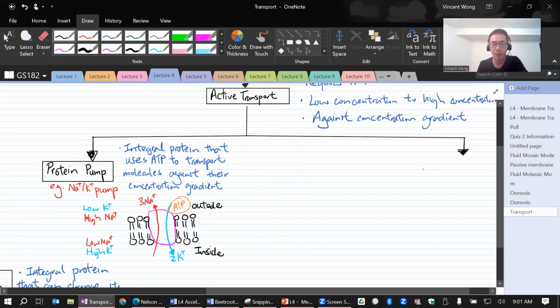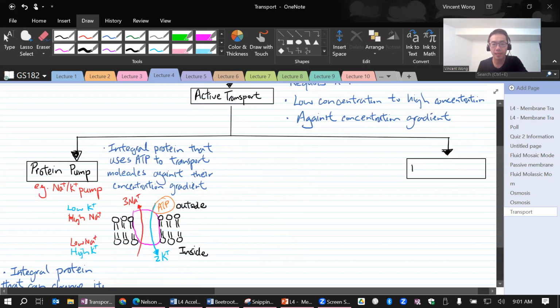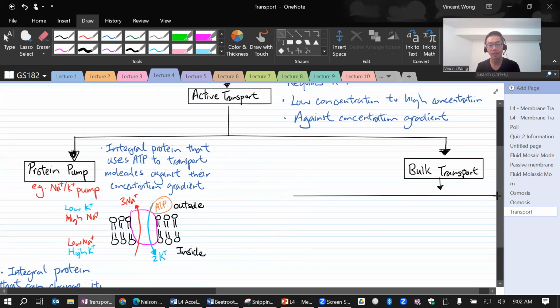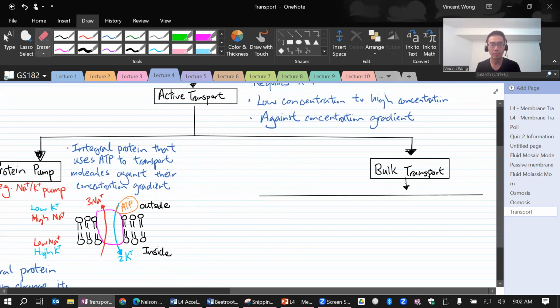Next, we have bulk transport. Bulk means a lot, right? Or really big. So if you need to move a lot of things in and out of the cell, or if you need to move something that's super big, you have to use bulk transport. In terms of bulk transport, you can be moving things in, or you can be moving things out. Let's do the one that you move things out.